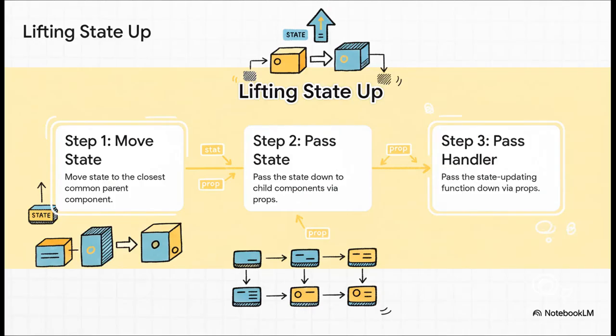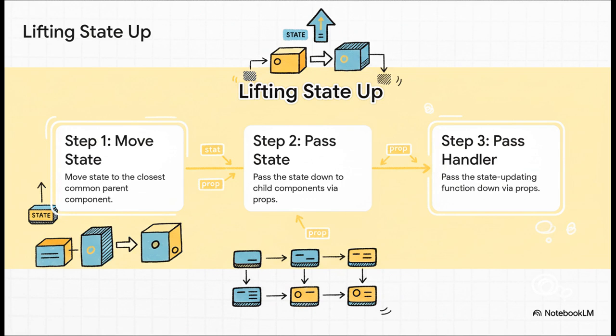Okay, that brings up a good question, right? If data only flows down, what happens when two sibling components need to share the same piece of information? Well, for that, we have a really important pattern called lifting state up. It's exactly what it sounds like. Step 1, you find the closest parent component that they both share, and you lift the state up into that parent. Step 2, you pass the state down to both children as props.